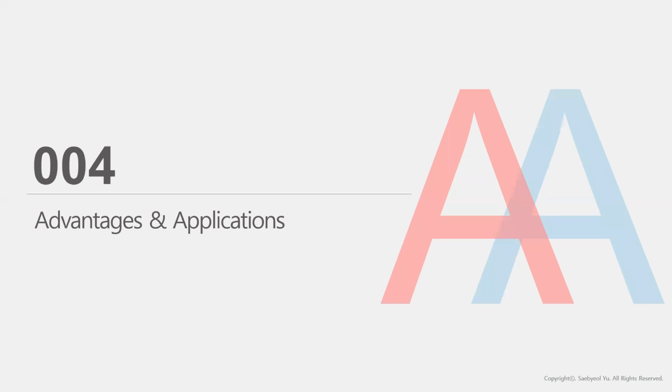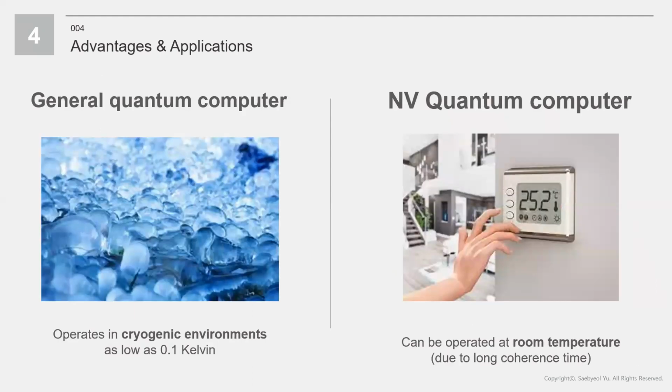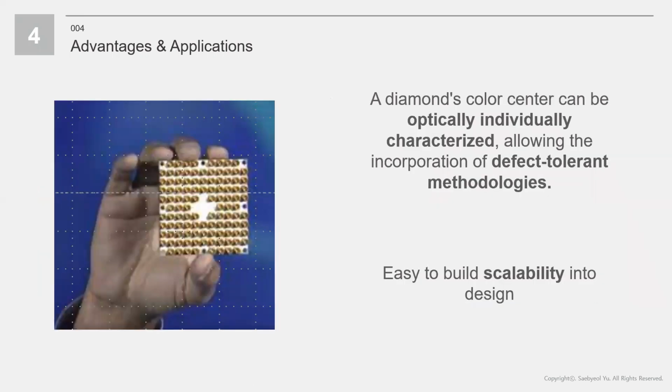Finally, we will look at the advantages and applications of NV Center. First, since the NV Center is bright enough to be detected with a microscope, the state of the NV Center can be easily read. Second, since it has a long coherence time even at room temperature, it can be used at room temperature, unlike quantum computers that require a cryogenic environment. Last, the color center of diamond is optically individually characterized, so making it easy to build scalability at quantum computer.